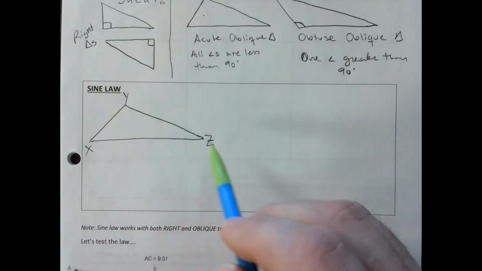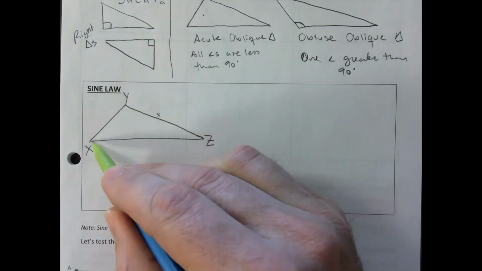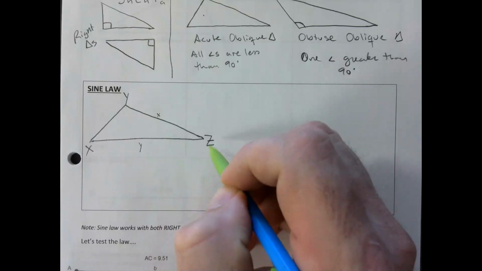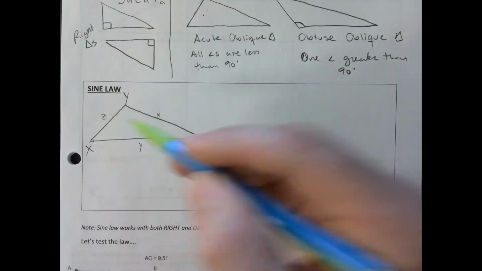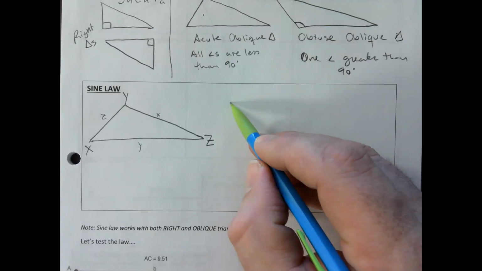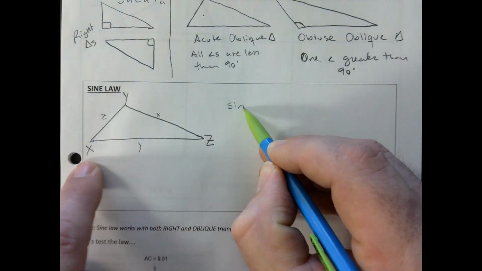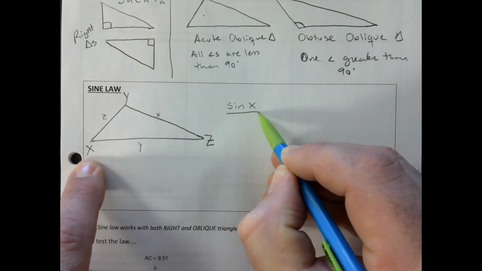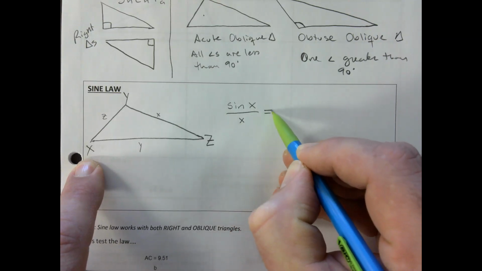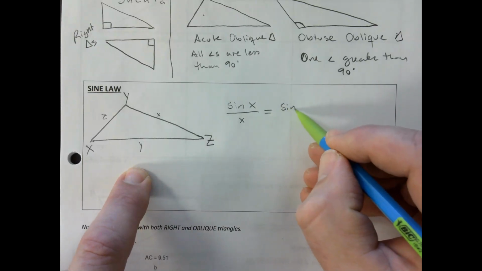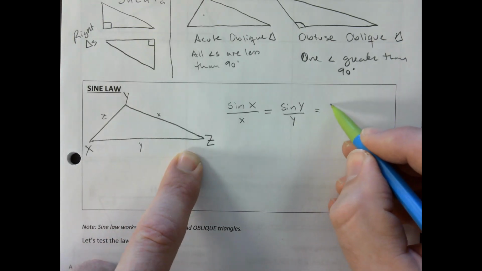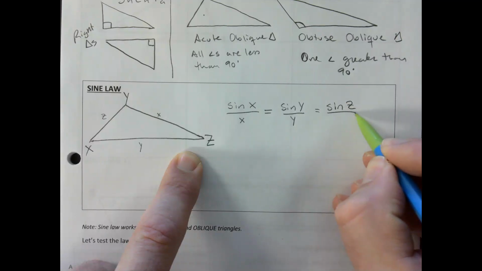If these are capitals at the corner, we have lowercase. If this is angle X, across from it is side x. Angle Y has side y across from it. Angle Z has side z across from it. Sine law states that if you take sine of X and put the side length underneath it, that is exactly the same as sine of angle Y over side y, which is the same as sine of angle Z over z.